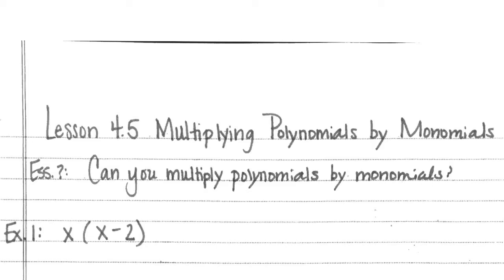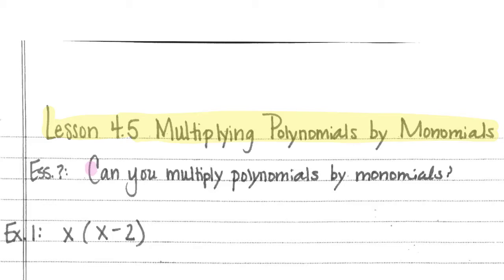All right, Algebra 1, we're going to get through a quick lesson here. Lesson 4.5. We are multiplying polynomials by monomials. Remember, a monomial is one term. A binomial is two terms. A trinomial is three terms. All of the above and more terms are called polynomials.